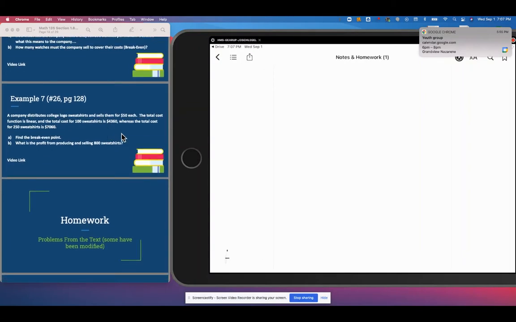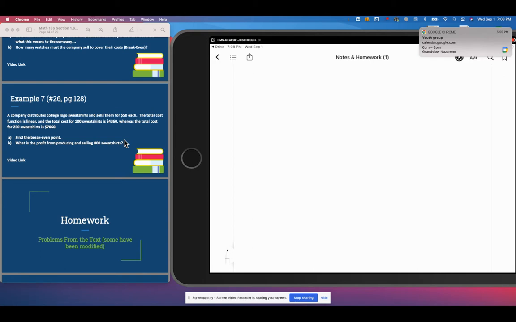Last example, yeehaw, example 7. We have a company that distributes college logo sweatshirts and sells them for $50 each. The total cost function is linear, and the cost for 100 sweatshirts is $4,360, where the total cost for 250 sweatshirts is $7,060. So what are we asked to do? Find the break-even point and figure out how much profit we will get from selling 800 sweatshirts.